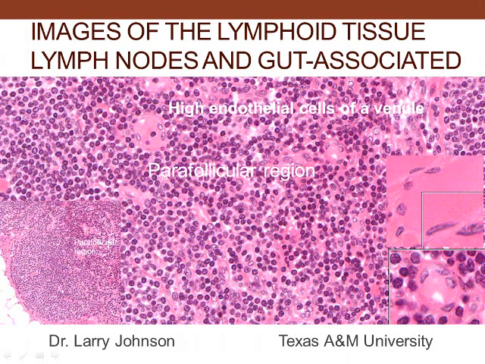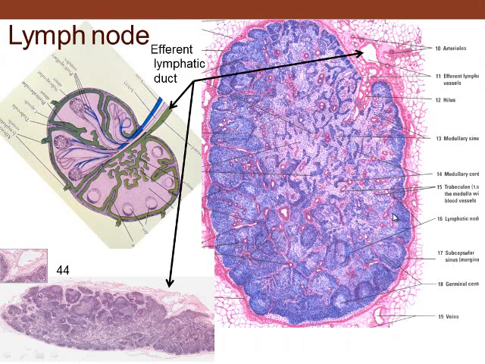Hi, I'm Larry Johnson. I'm a professor at Texas A&M University, and today we're going to be talking about lymphoid tissue, the gut-associated tissues as well. So we start out with the lymph node. We can see a lymph node has a capsule. You can see the capsule around it here and there. We can see the capsule all the way around.